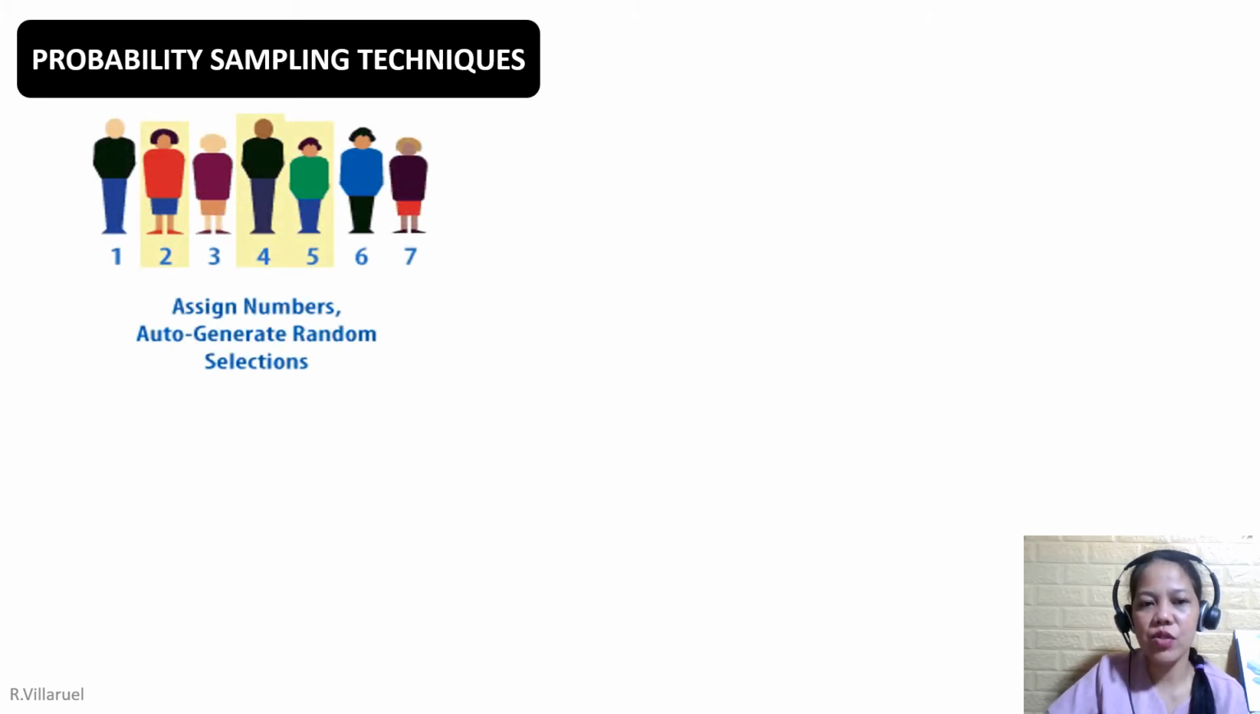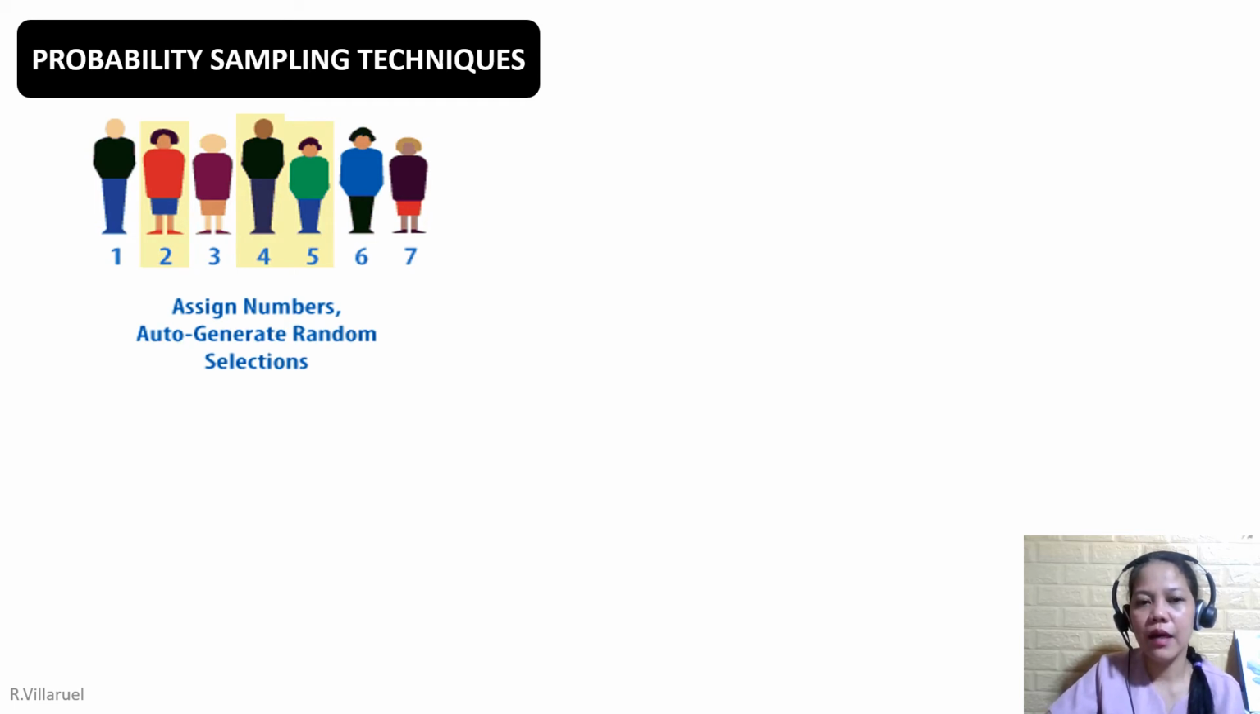So, dito sa picture, as you can see, there are 7 persons and they are numbered from 1 to 7. So, these are the methods that can be used in selecting a sample using probability sampling techniques. Pwedeng mag-assign na numbers, pwedeng auto-generate random using online app, or pwedeng selection. So, let's say, for example, every second person. So, next. Ano yung reason kung bakit nyo gagamitin ang probability sampling techniques?